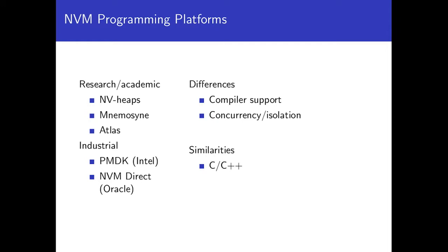Several NVM programming frameworks or platforms have been proposed. I've listed a couple here from academia and from industry. These differ in several ways. For instance, in the extent to which they leverage compiler support, in the steps that programmers take to ensure isolation in multi-threaded software. But the main difference among them is in their crash consistency mechanisms. On the other hand, all of the platforms and frameworks that I'm showing have a couple of things in common. They all assume that the developer is writing software in C or C++, and they all assume that the application lays out its data structures in memory mapped files.